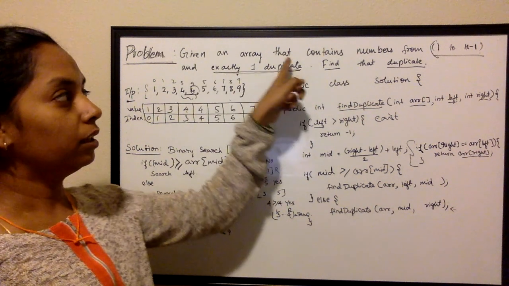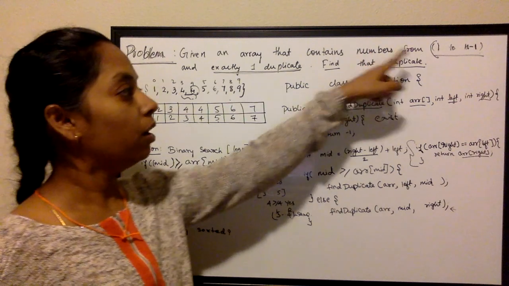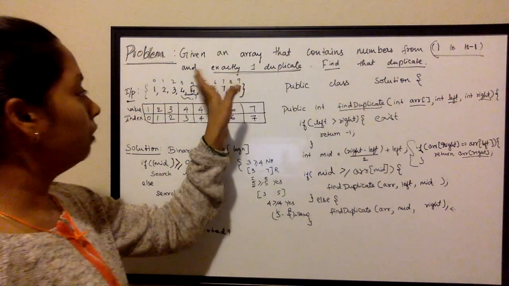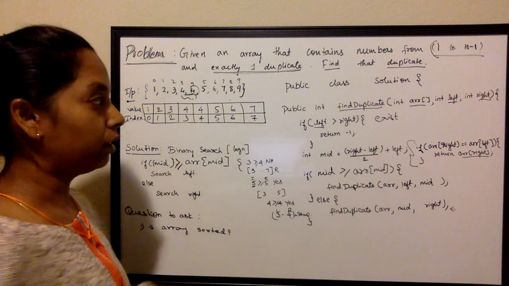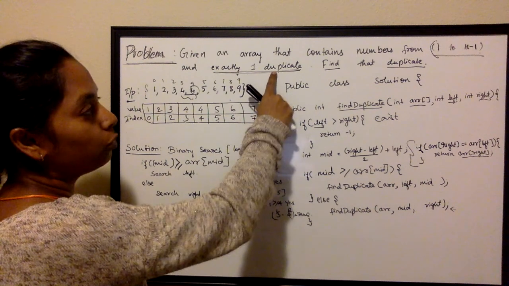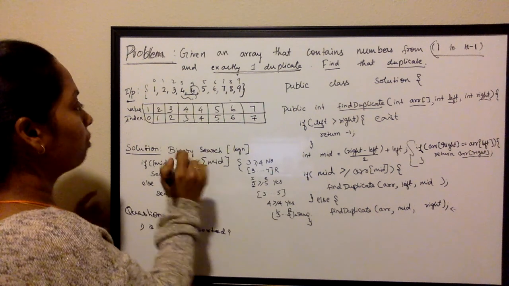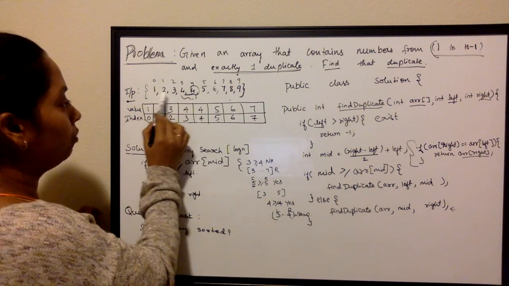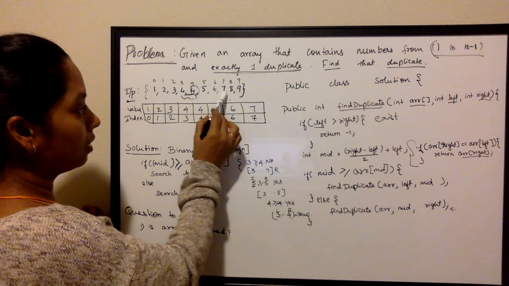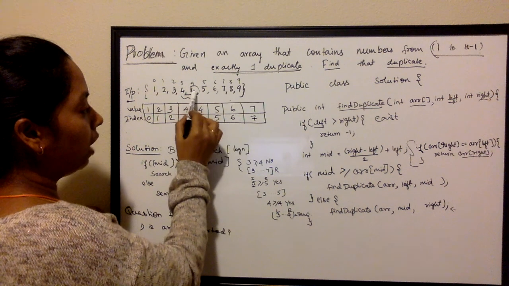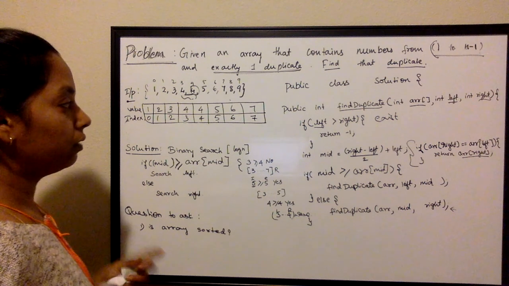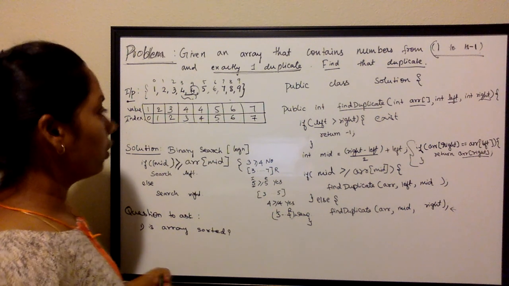Given an array that contains numbers from 1 to n minus 1 with exactly one duplicate, we have to return this duplicate element from the array. So if this is an input: 1, 2, 3, 4, 4, 5, 6, 7, 8, 9, the element 4 is a duplicate element and we have to return it. So that is the question.